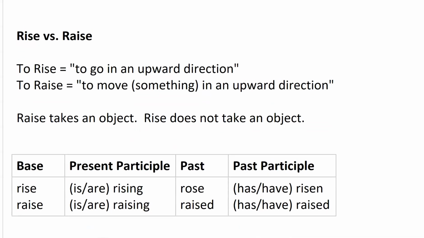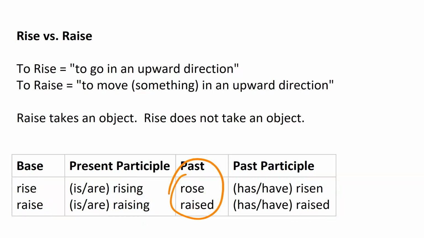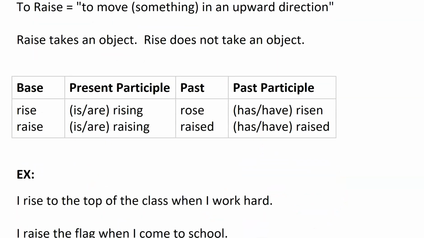And here's the chart. So we go from rise to rising to rose, and then risen, and then raised to raising, raised, and raised. So again, not as much crossover as we did with lie and lay, but at the same time, I think it's fair to mention that these 2 tend to get confused right there. And these 2 do as well. So let's take a look at some examples.